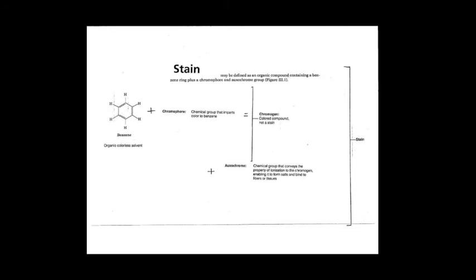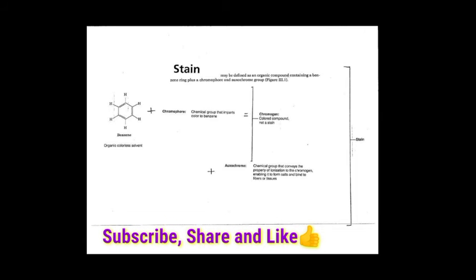Now, a stain may be defined as an organic compound which contains the benzene ring plus a chromophore and the oxochrome group. Whenever there is a combination of benzene ring with the chromophore group, it is called a chromogen, which is a colored compound, but it is not considered a stain. Whenever this chromogen combines with the oxochrome group, the chemical group which conveys the property of ionization to the chromogen, then it becomes a stain.